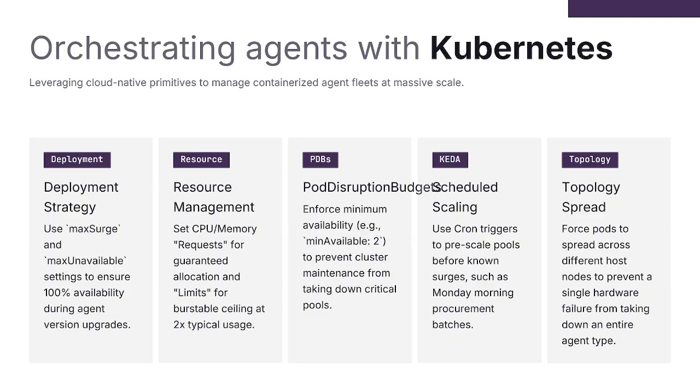Kubernetes deployment must protect in-flight tasks and maintain availability during upgrades or node maintenance. The horizontal pod autoscaler uses queue depth and urgent utilization to scale up or down. And then we have scheduled scaling for predictable demand. So when you have predictable demand, you can implement scheduled scaling.